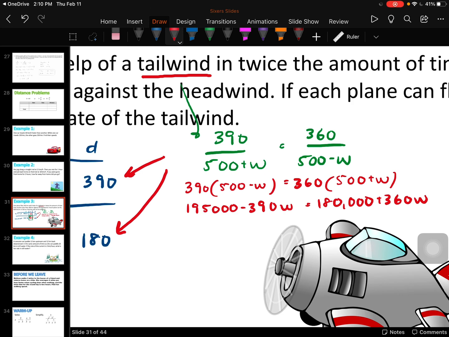I'm going to add 390W to both sides. I'm going to subtract 180,000 from both sides. That gets me 15,000 equals 750W. Divide by 750, and you get 20. Now 20 is your W. That is the wind, or the speed of the wind.